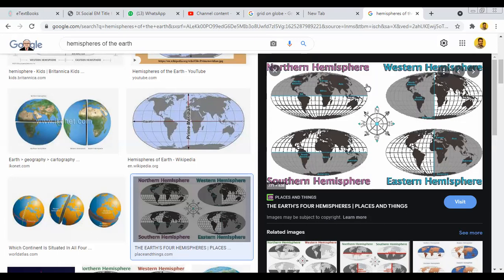In the same way, on the south side also we have two important latitudes, except the equator. So what is that? Tropic of Capricorn. Where is it located? It is located between 23 and 24 south latitudes.